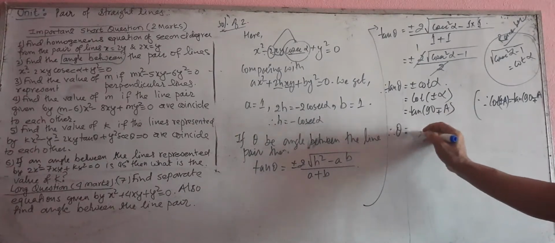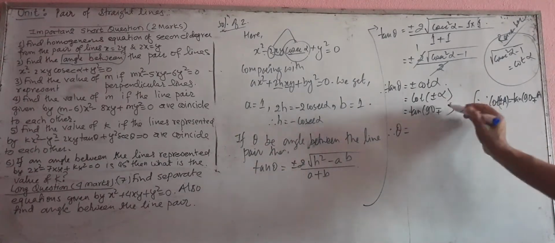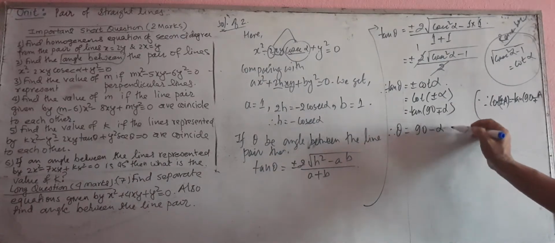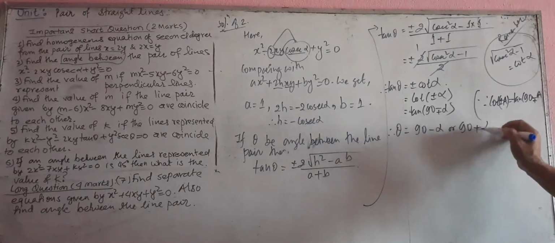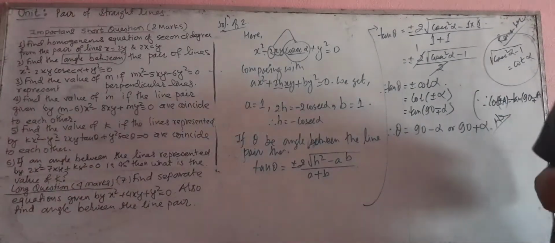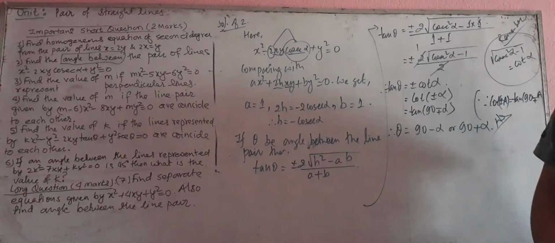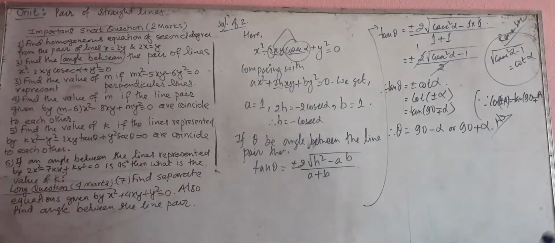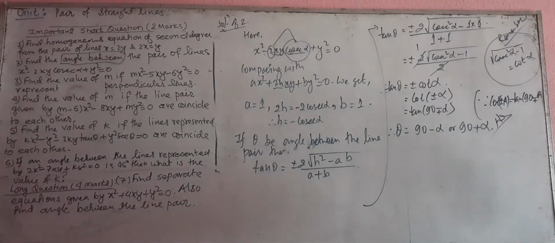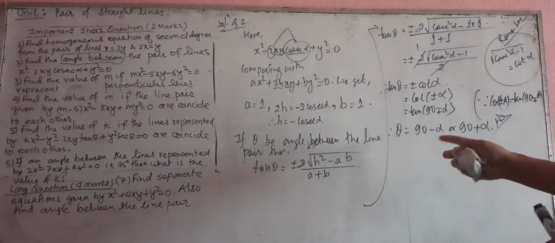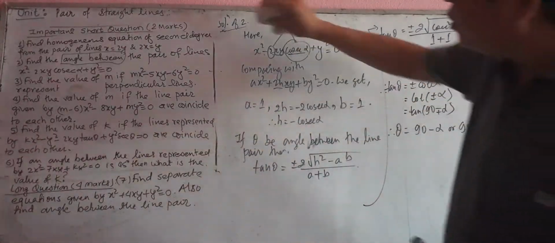So the value of theta, where A means alpha, is theta equal to 90 minus alpha or 90 plus alpha. This is the required answer for the angle. This completes the solution of question 2. Now next we solve question number 3.